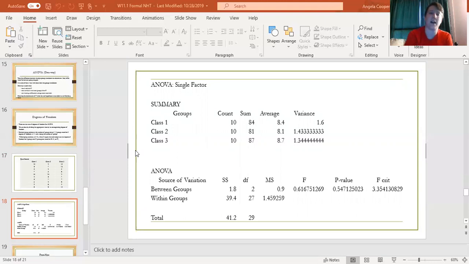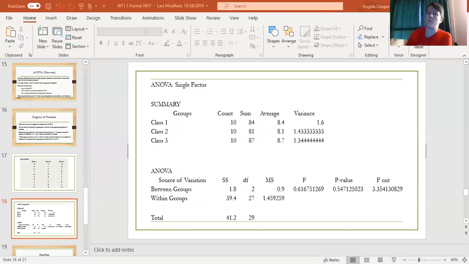So you have a summary of class 1, class 2, class 3. The count here just refers to how many people were in class 1, how many people were in class 2, and how many were in class 3. So that count here is your N, your sample size for each class. The sum is just adding up all the numbers, but it's more so the average that we're looking at. So the average quiz score for class 1 was 8.4, 8.1 for class 2, and 8.7 for class 3. Variance, if we were to square root that, would provide us the standard deviation of each of the respective classes.